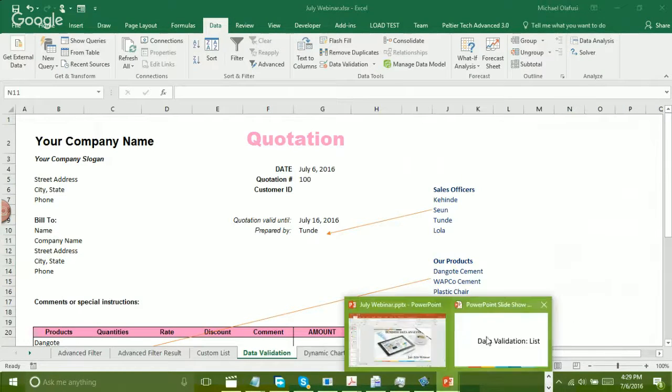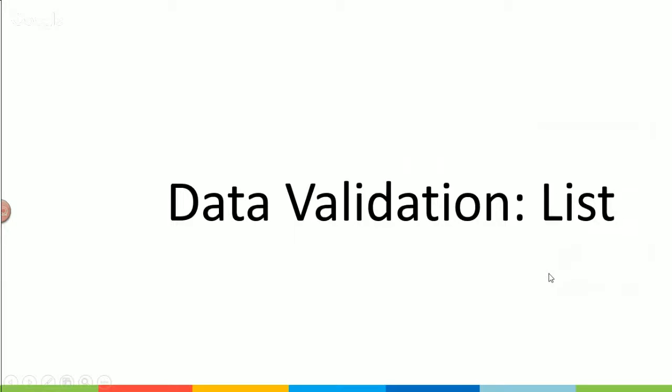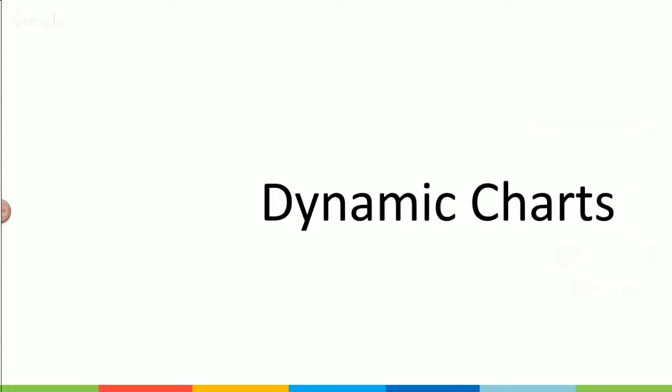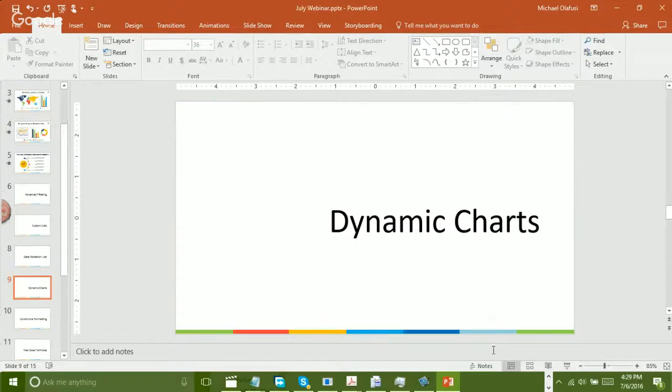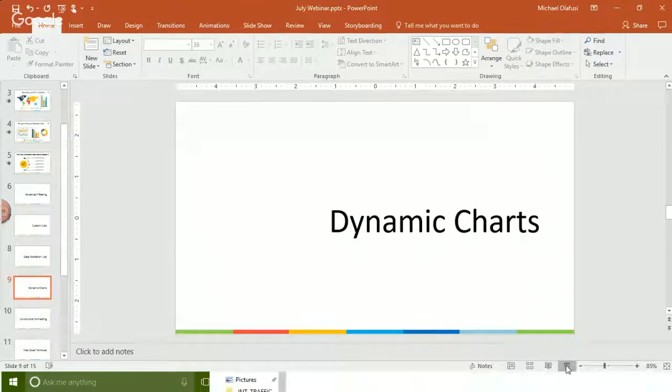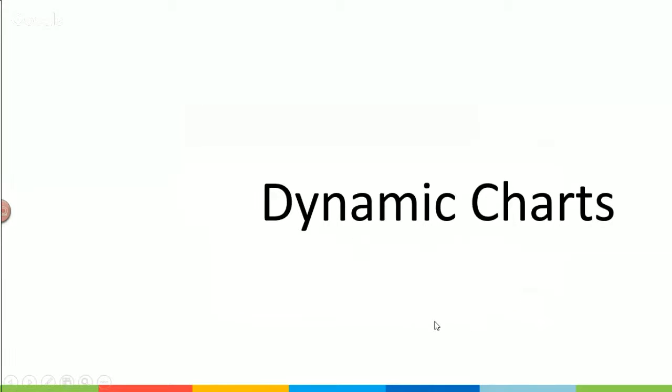Okay, so I'm moving on to the next one, right? We're done with data validation list. Next one is dynamic charts. This is going to be very interesting. It's almost magic, right? So let me go back to presentation mode. Okay, so let's go back to the Excel.